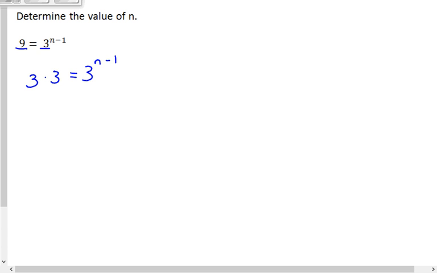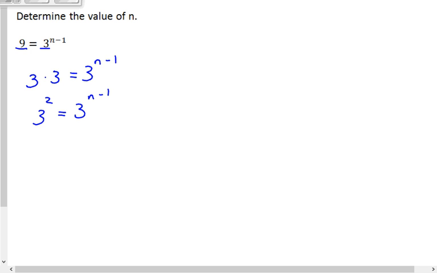Okay, that still doesn't help us. What we want to do now is rewrite 3 multiplied by 3 as a base with an exponent. So what we should be rewriting it as is 3 to the power of 2 equals 3 to the n minus 1. Now that our bases are the same, we can work with them.